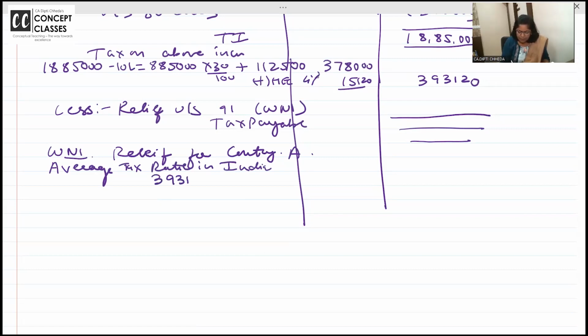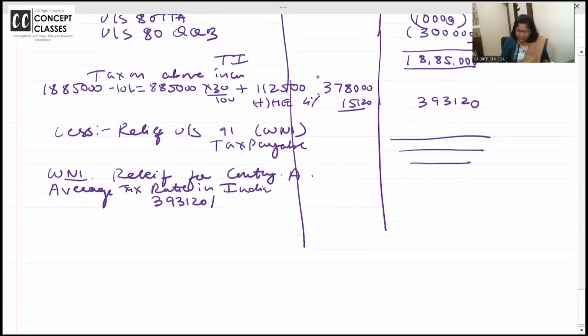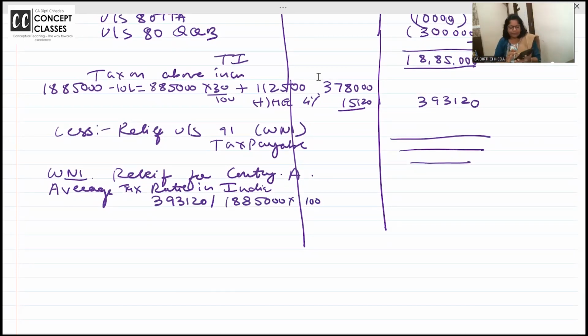393,120 divided by 18 lakh 85,000 into 100. The percentage of the tax you are paying in India is 20.86. You can take two to three digits; it is 20.855, so we will take 86.